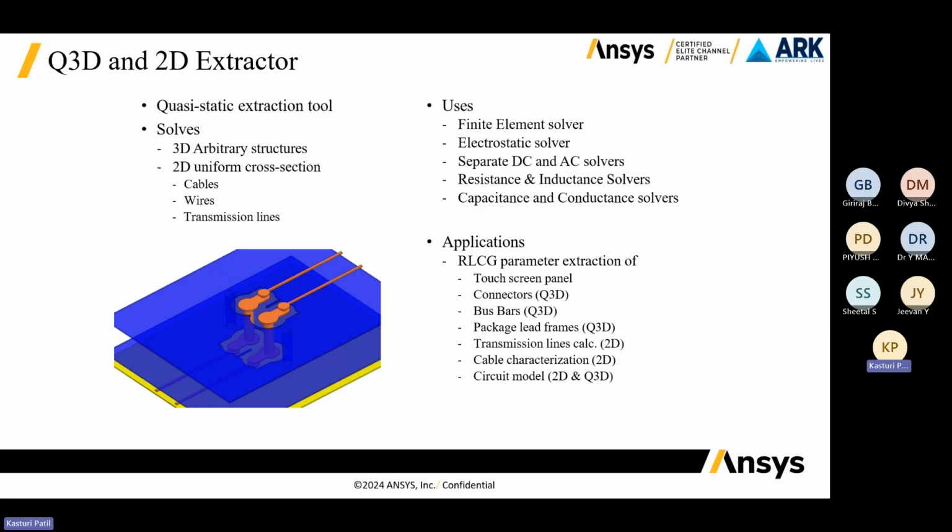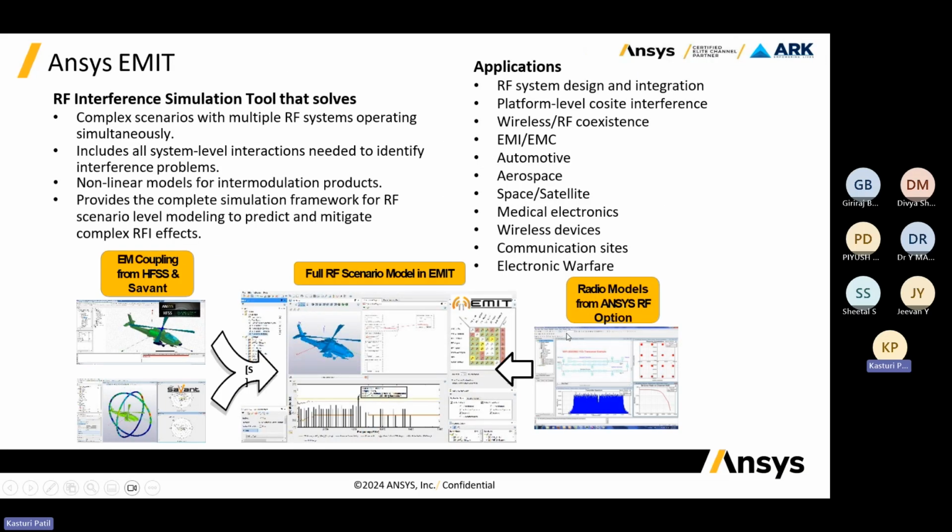Q3D is again used for PCBs, where we can find the RLCG components of that PCB. We all know a PCB has certain tracks and transmission lines. So we can see their inductance, capacitance, resistance and conductance values using Q3D Extractor. Some real-time examples include circuit models, cable characterization, transmission line calculation, package lead frames, bus bars, connectors, and mobile touchscreens.